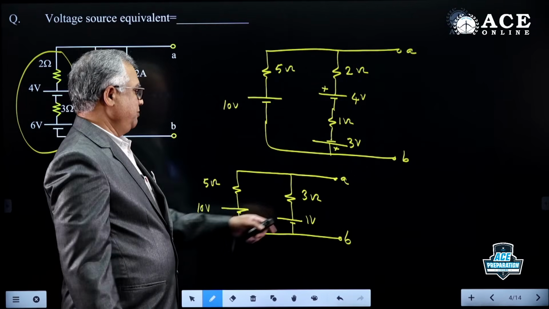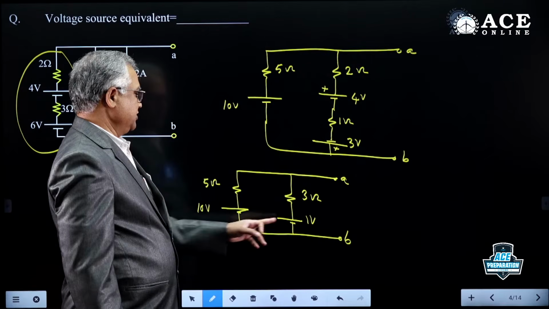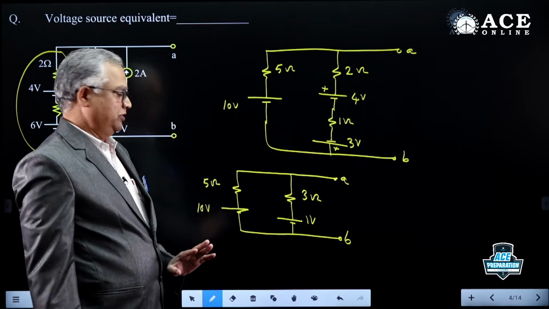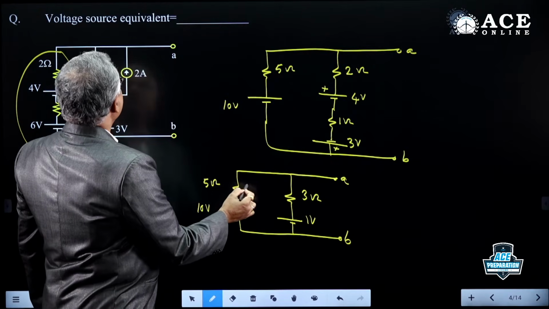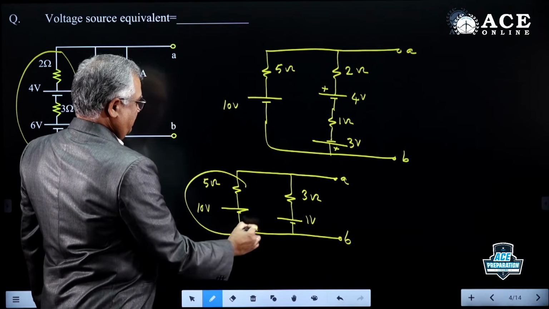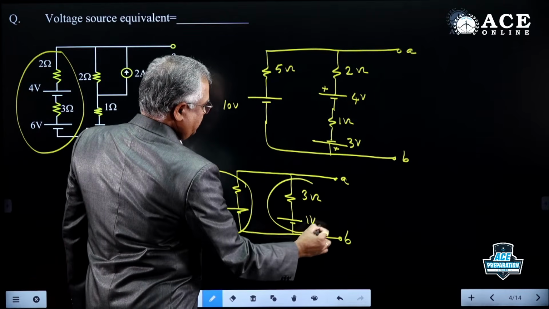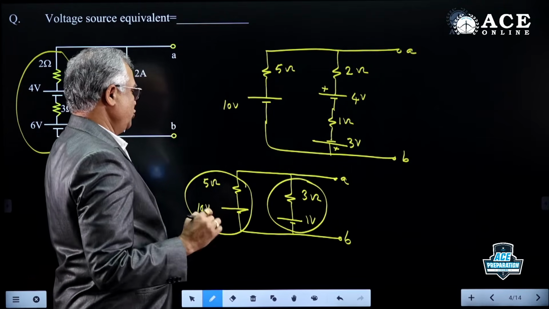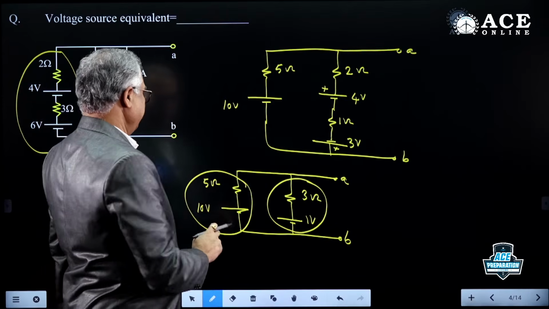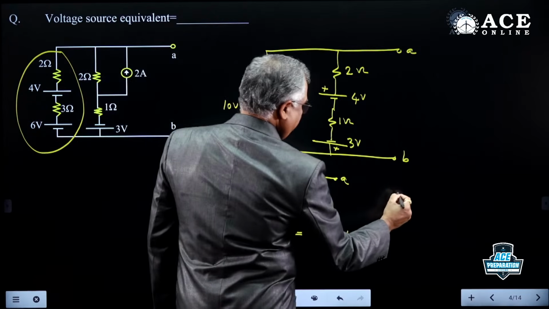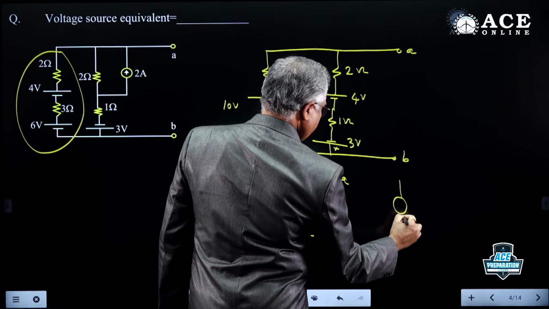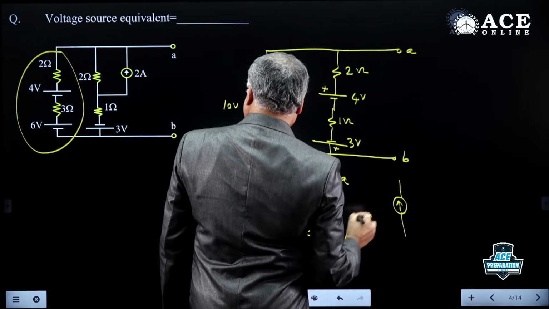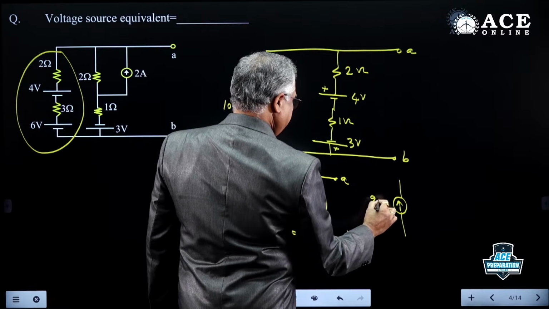Now these two cannot be added. 10 plus 1, 11, like that you should not do. It is a common regular mistake. Now change this into a current source. Change this into a current source. Two current sources in parallel we can add. So this is 10 by 5, which is 2 amps.